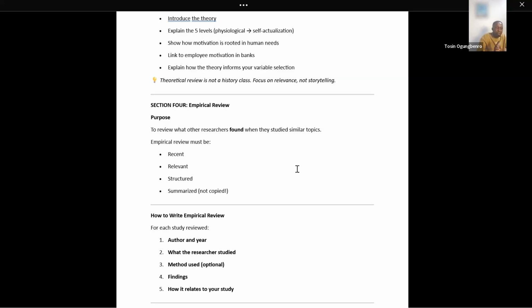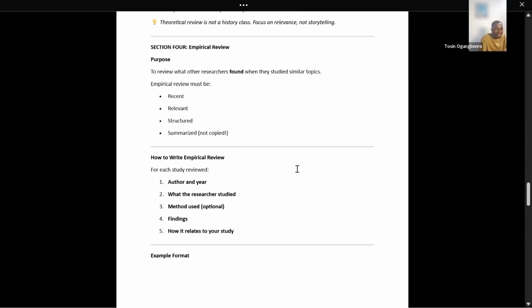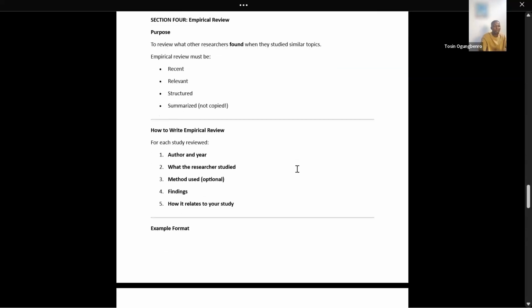And then empirical review must be recent, relevant, structured, summarized, not copied. The components of empirical review are the author and the year of that study, what the researcher studied, the method they used, their findings, and how it relates to your study. So to summarize it for you, empirical review is more like an abstract. If you see a journal, just go and look at the abstract. That's the empirical review staring you in the face.